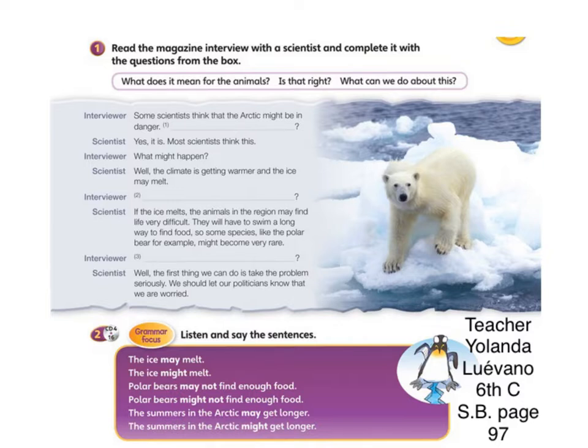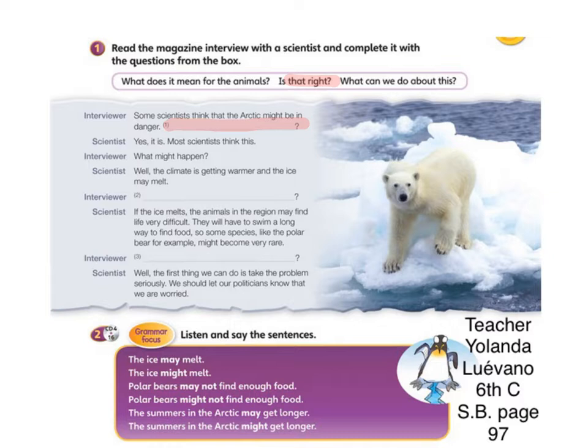They are, what does it mean for the animals? Is that right? What can we do about this? So, let's check it. Interviewer: Some scientists think that the Arctic might be in danger. Now we want to confirm that. So that would be, is that right? Yes, it is. Most scientists think this. What might happen? Well, the climate is getting warmer and the ice may melt.